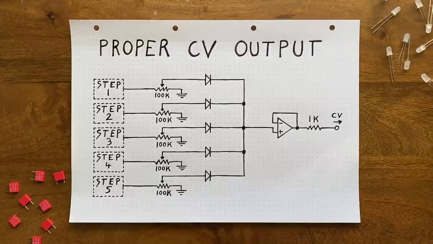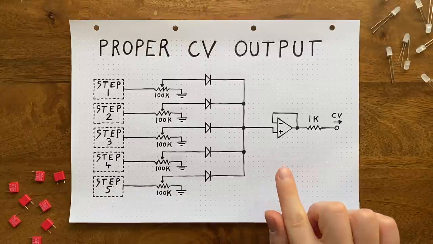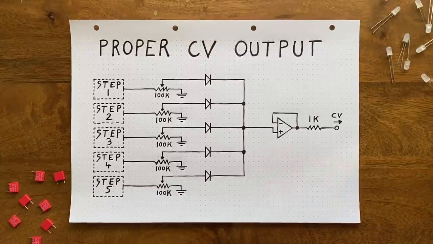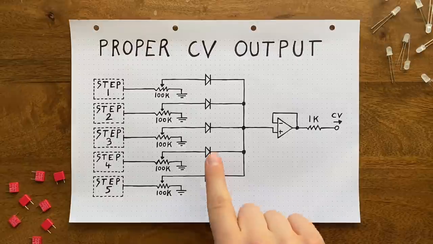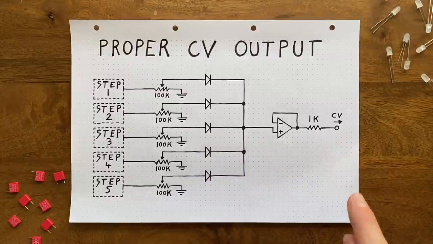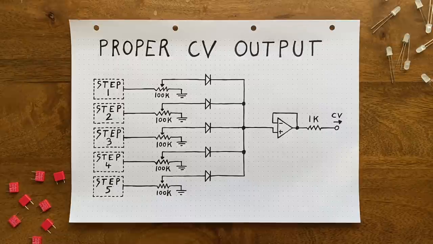We want the output voltage to be the same in any and all situations. To ensure that, we use an op-amp based buffer. Buffers are great in situations like these because they allow us to make copies of voltages without pulling any current. So by placing a buffer between our diodes and the output socket, we can make sure the module we drive with it can pull plenty of current without the output voltage dropping.